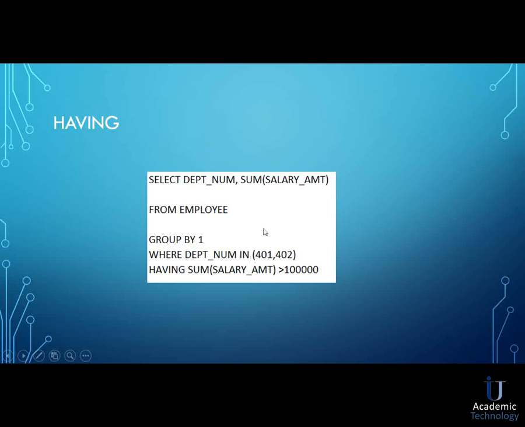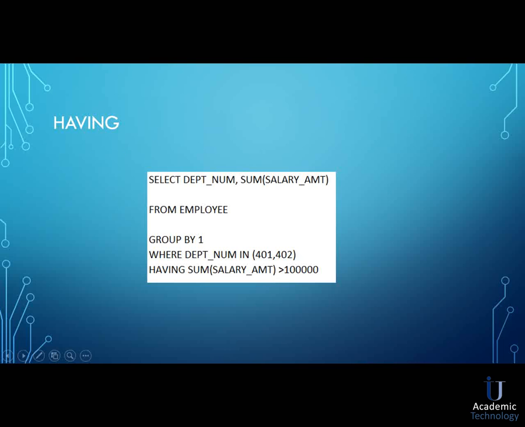So here we're looking for departments 401 and 402. You couldn't say and sum is greater than 100,000. You have to put the having in there. This is just the way the database engine reads the script and the order in which it reads the script. So you would do having sum where the salary is greater than 100,000.